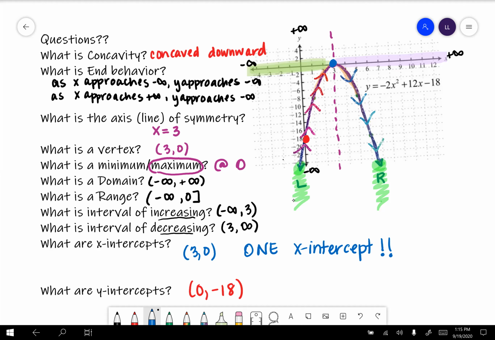It is possible to have two x-intercepts, one x-intercept, or none at all. And so you've seen an example of all three versions. Now, what is the y-intercept for this problem? Where the parabola crosses the y-axis is at (0, -18).